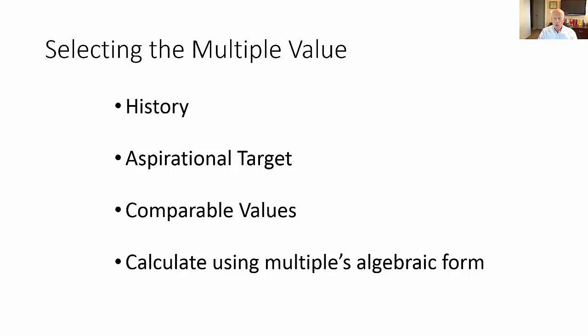So we can use our company's history, either at a point in time or average over a period of time, or we can select a target in the industry that we're in or some other company and say we'd like to be like that. We think we can become more like that if we'll change our management, our innovations, etc. And that's an aspirational target.